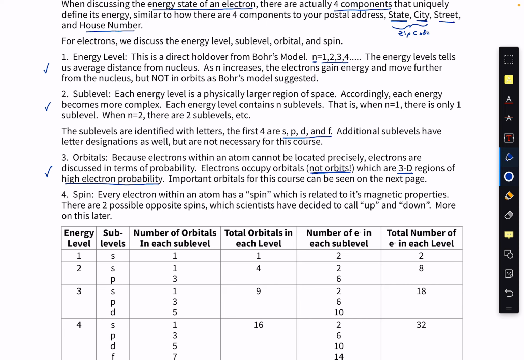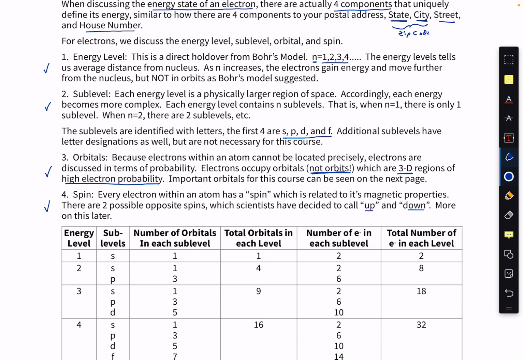And then the final component to the energy of an electron is its spin. Every electron within an atom has a spin which is related to its magnetic properties. Basically, scientists have determined there are two possible opposite spins, and we've chosen to call them up and down. Now, those words are completely arbitrary. We could have gone with left and right, or forward and backward, or black and white, or come up with any two opposite terms that you want to relate to these.